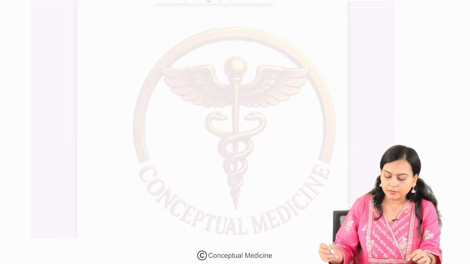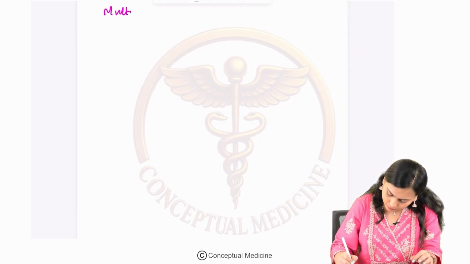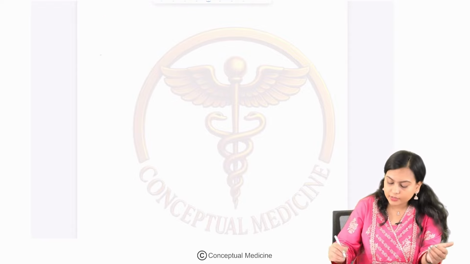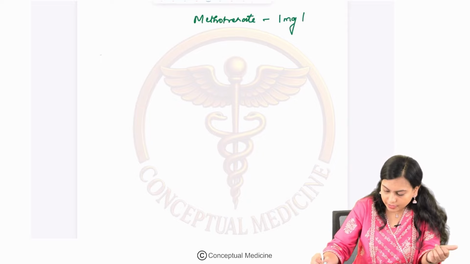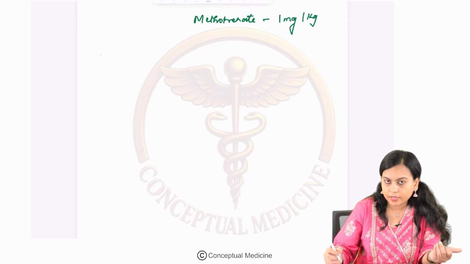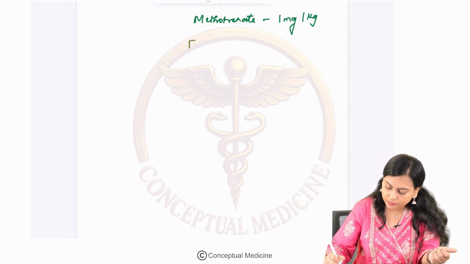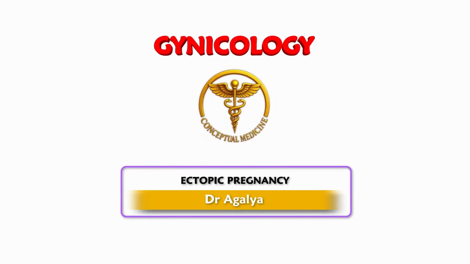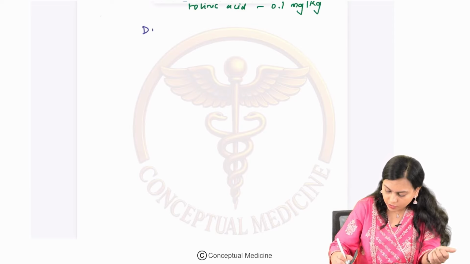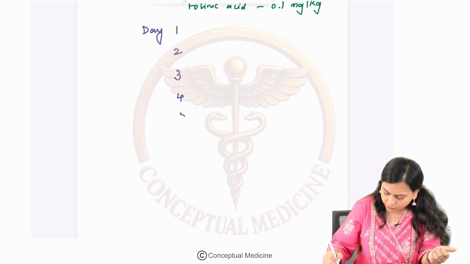Now, we will also have a multidose regimen. In the multidose regimen, we will be giving methotrexate at a dose of 1 milligram per kilogram. On the days when we are not giving methotrexate, we will be giving folinic acid at a dose of 0.1 milligram per kilogram body weight. Clear?